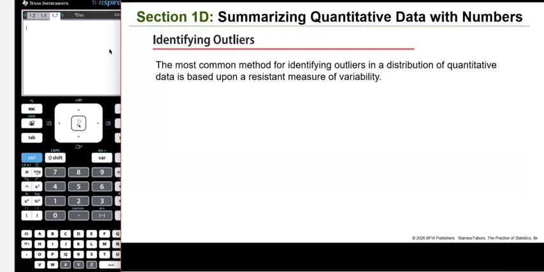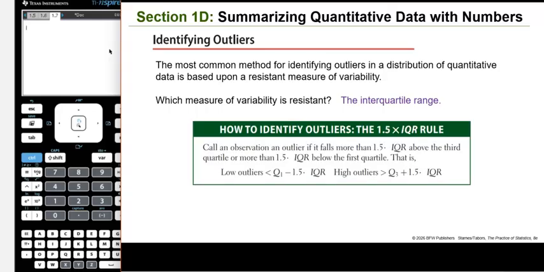Okay, the most common method for identifying outliers is based on a resistant measure of variability, the interquartile range. So we like to use IQR for this. So this is the formula. I call it the upper fence and the lower fence. It's just kind of a mark: if a value is smaller than the lower fence, it's an outlier. If a value is bigger than the upper fence, it's an outlier. So it's just Q3 plus 1.5 IQRs for the upper fence, or Q1 minus 1.5 IQRs for the lower fence.